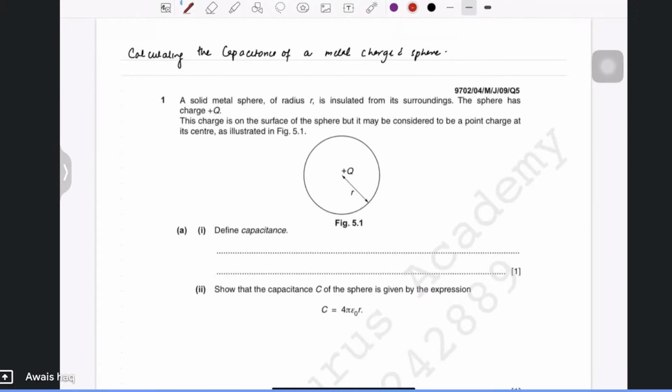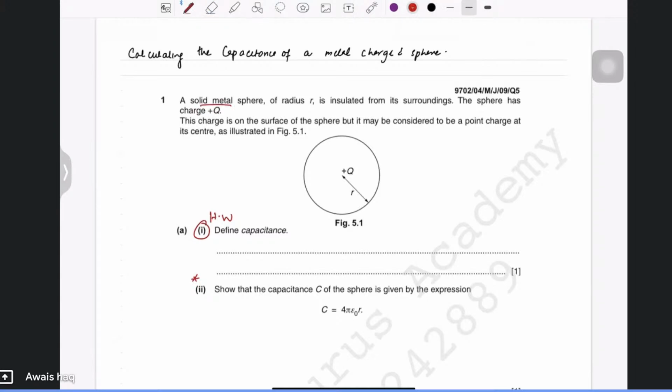Okay. Now, in a hollow sphere or a charged sphere, you just need to remember that this will be your question. Sorry, this part only. The rest of this I'm going to do. So they will say show that the capacitance of a hollow sphere, a metal sphere like this one, has this value. So this is a derivation we need to learn.